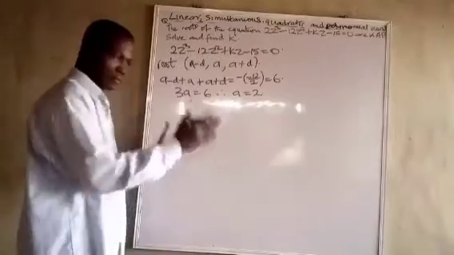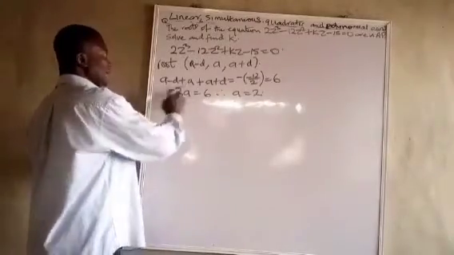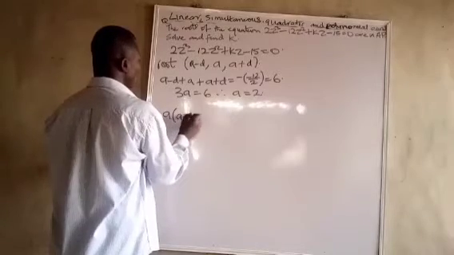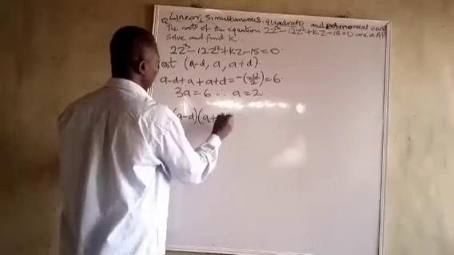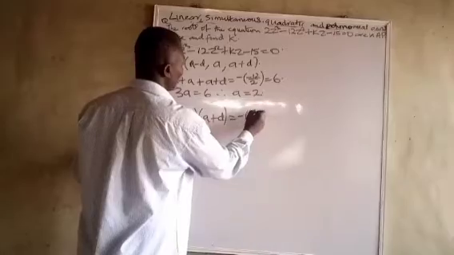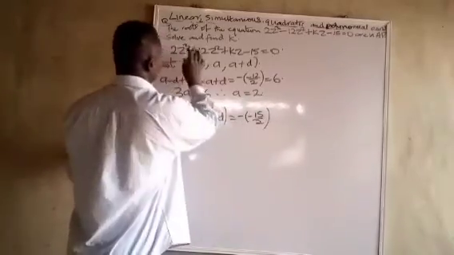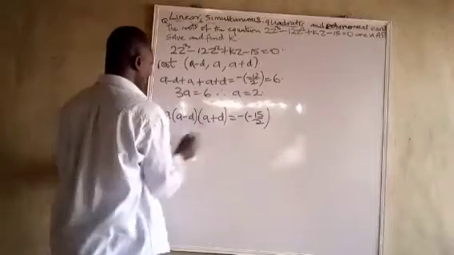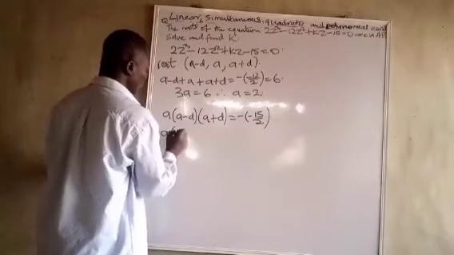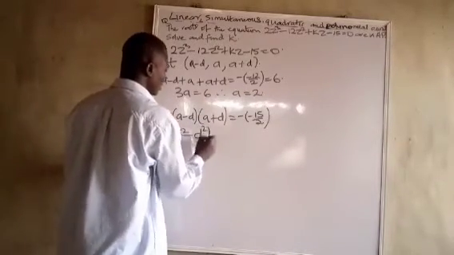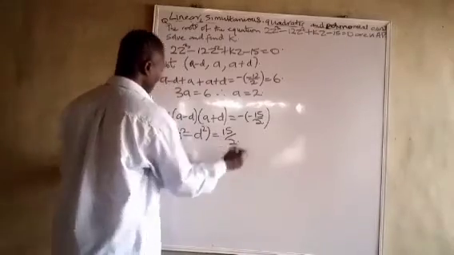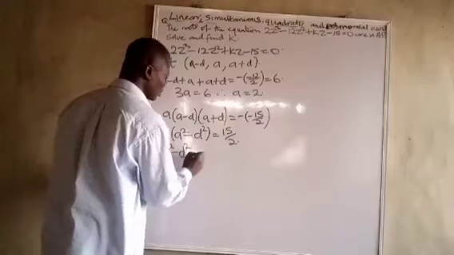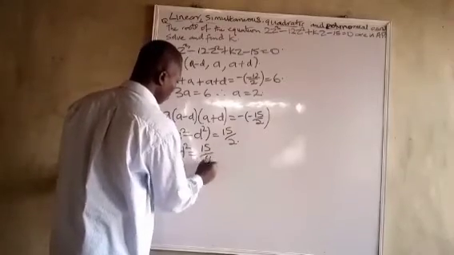Now let me multiply all the roots, and that's going to be a into a minus d into a plus d, which will be minus 15 over 2 negative. So then I have gotten my a. So I can now say a into a squared minus d squared is equal to 15 over 2. And what is a? A is 2. Therefore, a squared minus d squared is equal to 15 over 4.